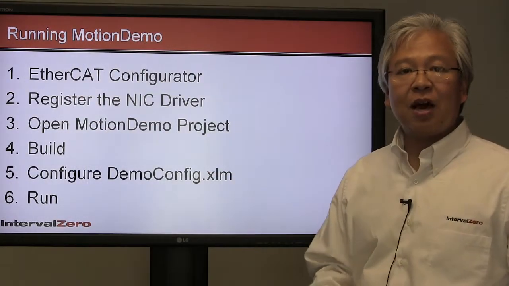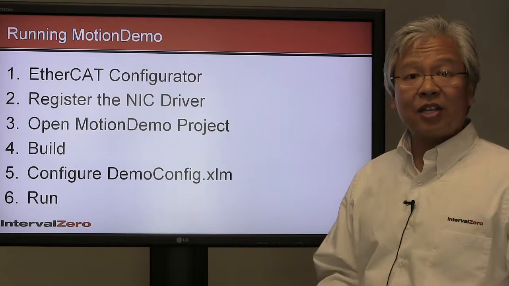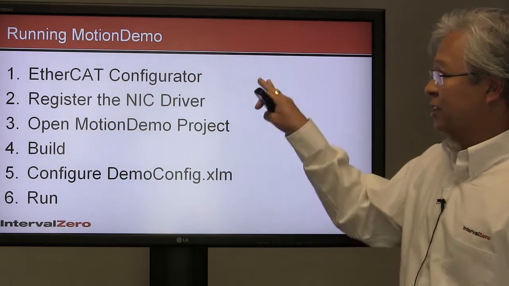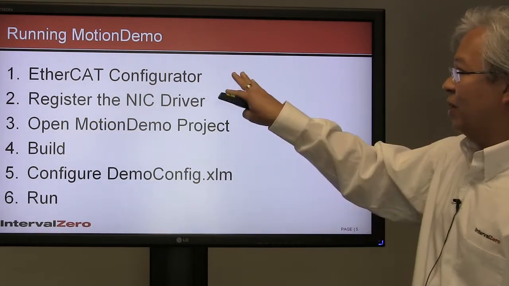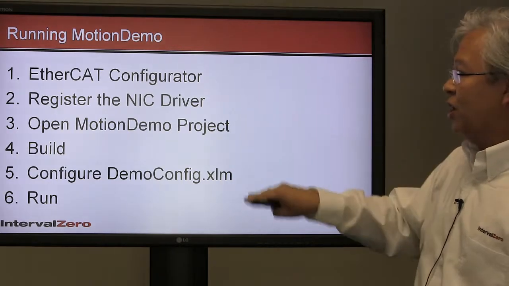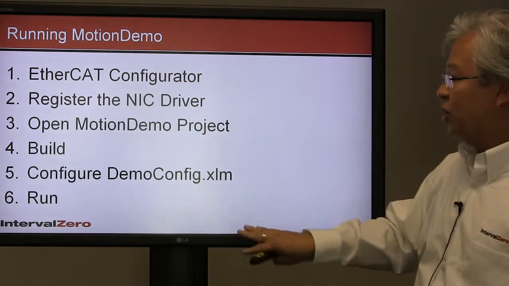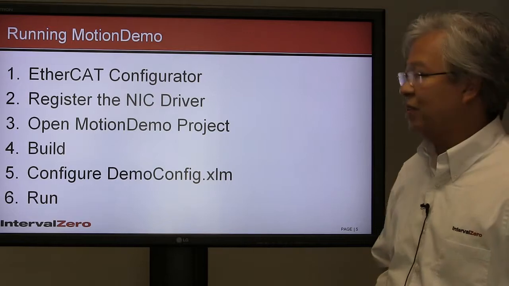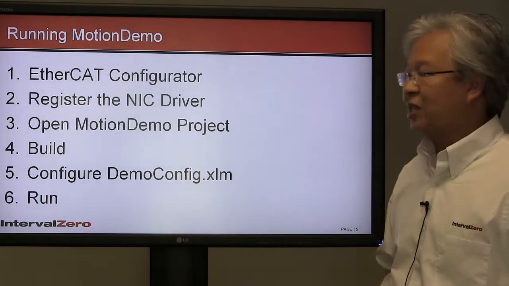To get a motion demo working, we're going to get the servo motor spinning. There are several steps involved, everything from configuring the EtherCAT network, to opening and looking at the source code, to configuring the parameters of the demo. I'm going to walk you through these 6 steps.